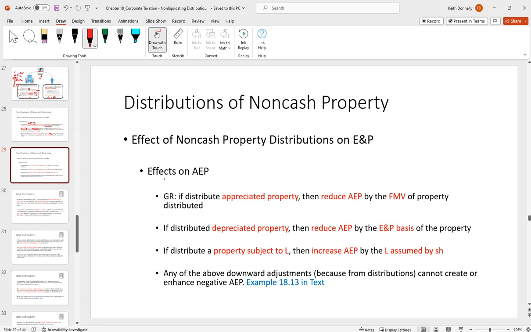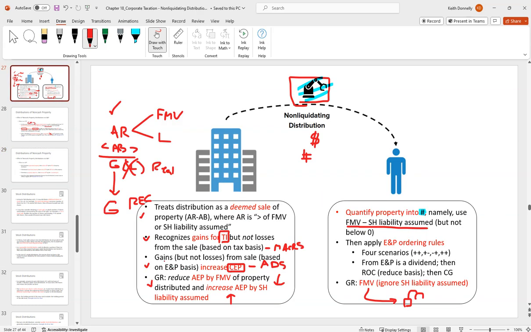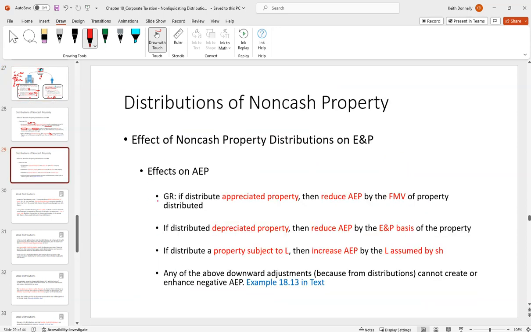How about the effects on AE&P? So if we go back here, we said, okay, you have to increase your CE&P for the gain. Then you reduce, as a general rule, the AE&P by the fair market value of the property distributed and increase it by the shareholder liability assumed. So that's what this is saying. The general rule is, if you distributed appreciated property, you're going to reduce AE&P by the fair market value.